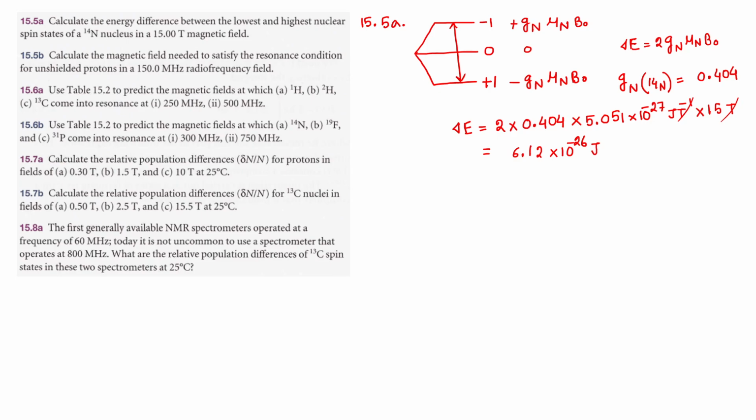So that's all for 15.5a. What does 15.5b ask? Calculate the magnetic field to satisfy the resonance condition for unshielded protons in a 150 megahertz radio frequency field. This is not exactly the same, so we will do it, but obviously we are dealing with the same formulas. So the formula would be, as you already know, nu L is gamma B0 by 2 pi, right?